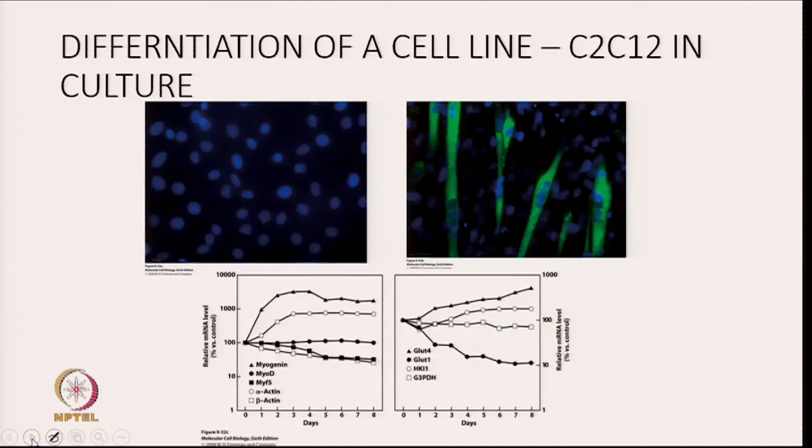This is another example where researchers looked at differentiation of a cell line, C2C12, in culture. You can see the initial picture is like this, and then differentiated cells look like this.